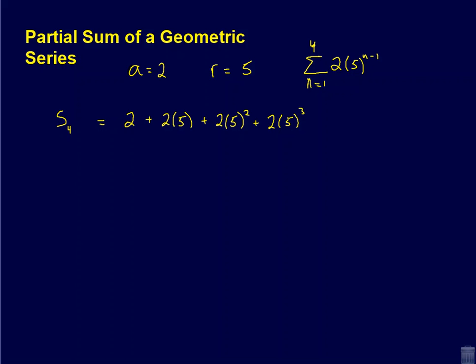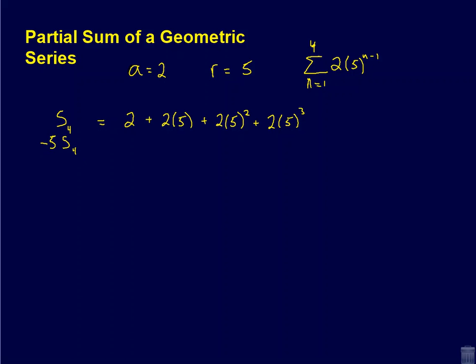What I'd like to do, though, is demonstrate that I can do this in a different way, a way that I could use to quickly add up even 104 of these numbers. So watch what I'm going to do. Underneath here, I'm going to multiply every number on both sides of the equal sign by negative 5. So on this side, I'm going to call that negative 5 times S4.